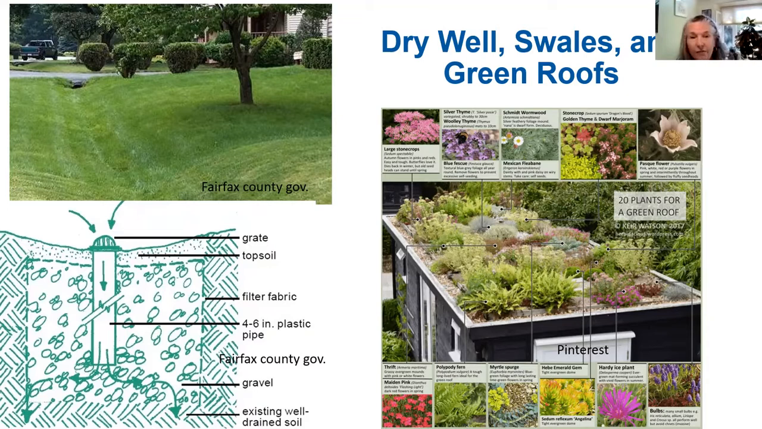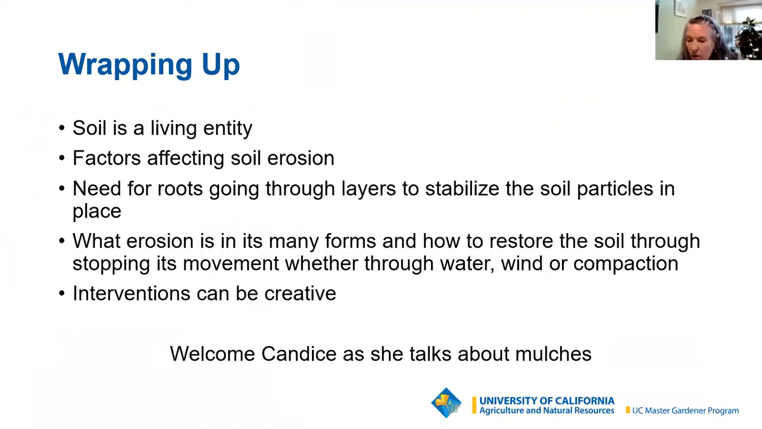It reduces the runoff and lowers the heating and air conditioning bills. In conclusion, we talked about soil as a living entity, factors affecting soil erosion, the need for roots going through layers to stabilize the soil particles in place, what erosion is in its many forms, and how to restore the soil through stopping its movement, whether through water, wind, or compaction. These interventions can be creative and attractive. Now let's hear from Candace as she shares her work with mulches.